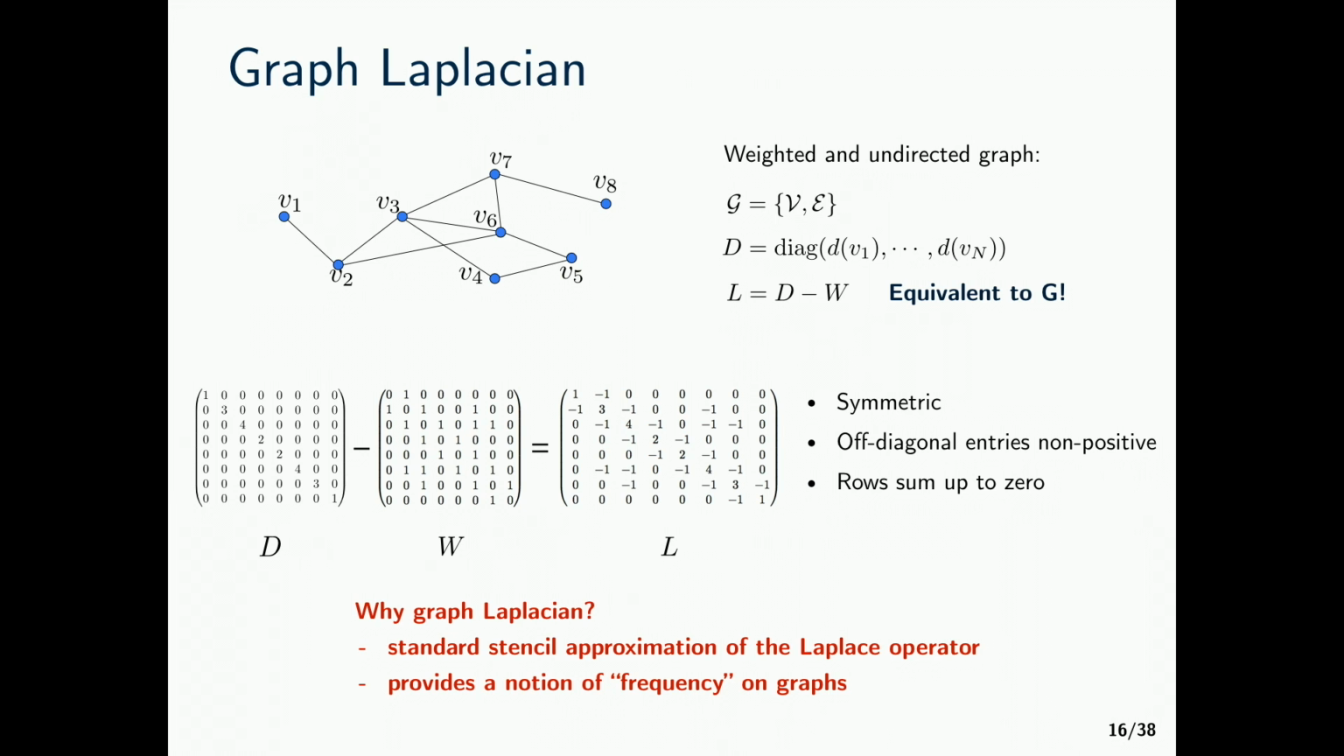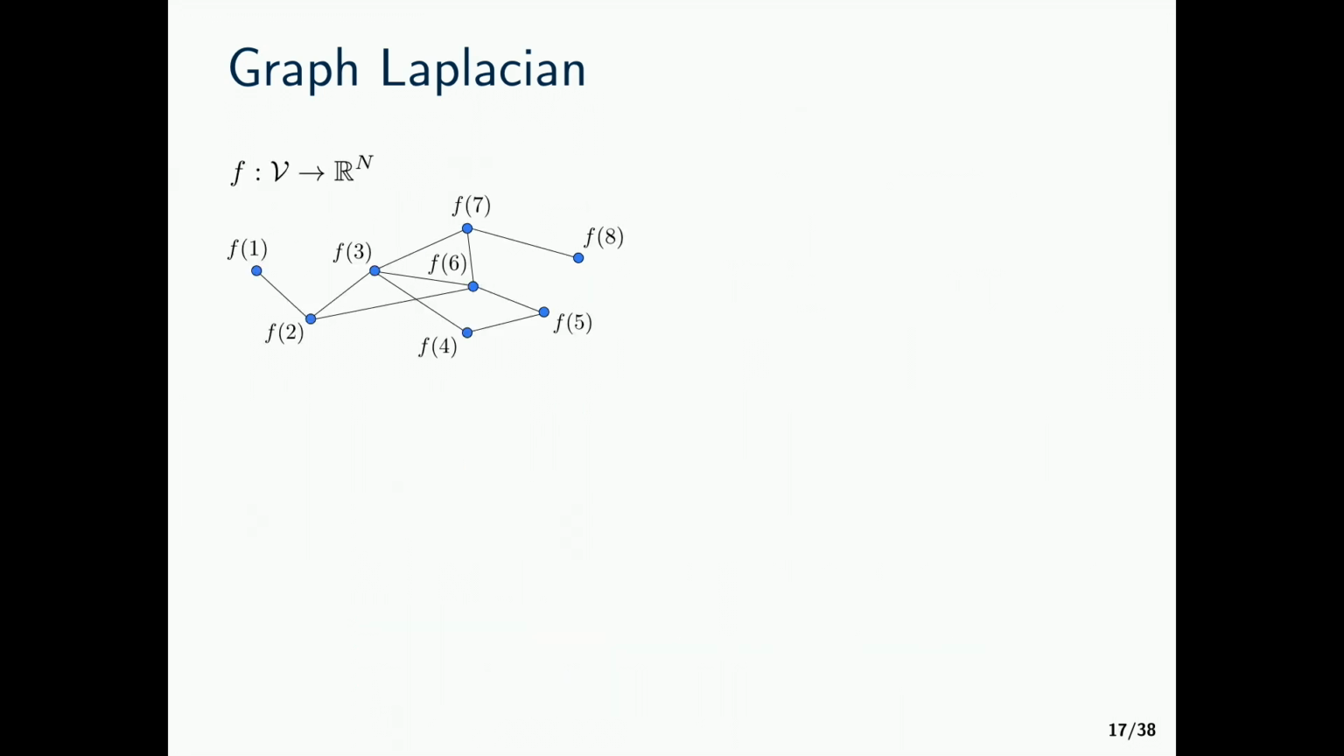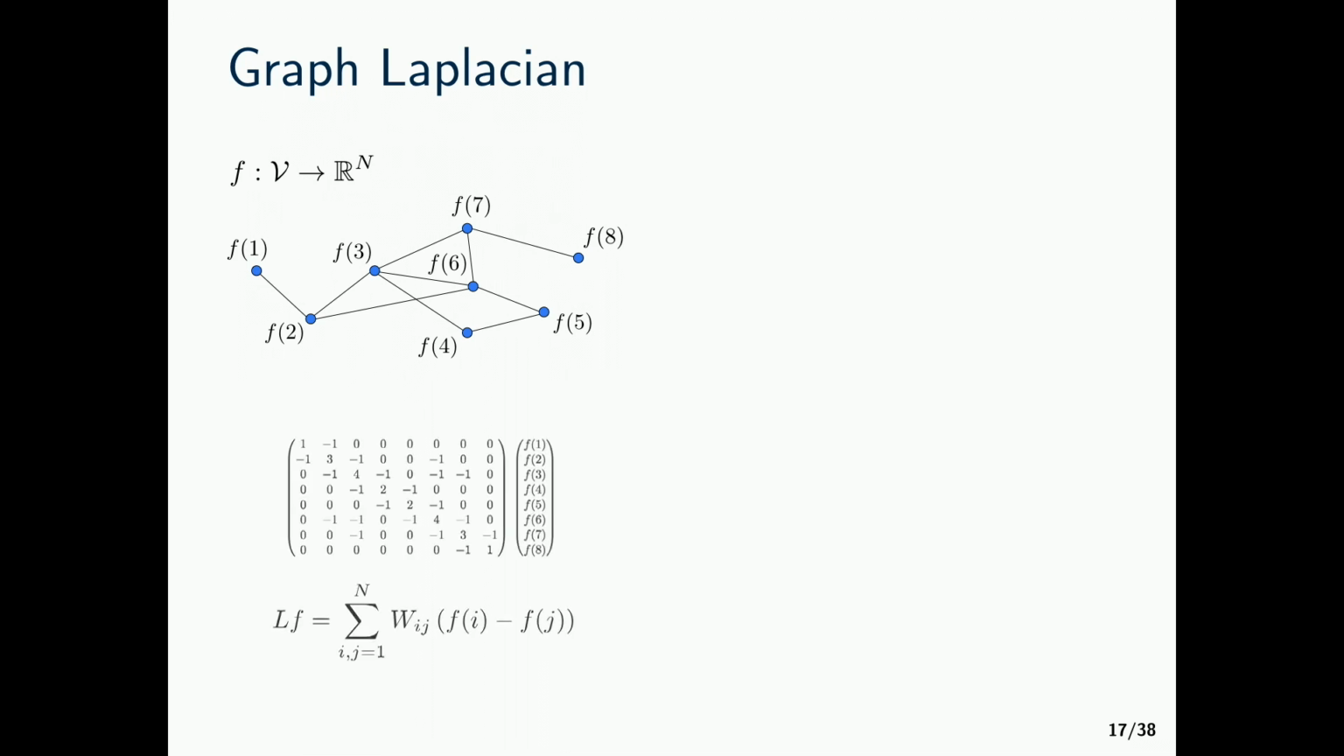So the short answer is that it's a standard stencil approximation of the Laplacian operator in the continuous domain. And this similarity basically provides a notion of frequency for the signals on a non-Euclidean domain. To see this more clearly, say now on top of the nodes of my graph, I have a signal which is an 8-dimensional vector. If you apply this Laplace operator, you will see that this is basically a difference operator, because I will basically get the sum of the difference between the values of the two nodes on the two ends of an edge, and then weighted by the weight of the edge.